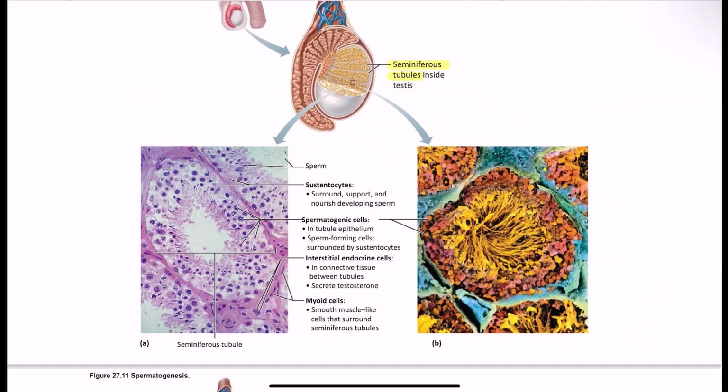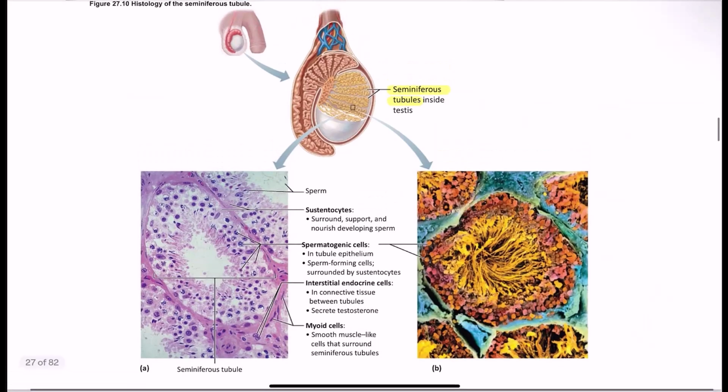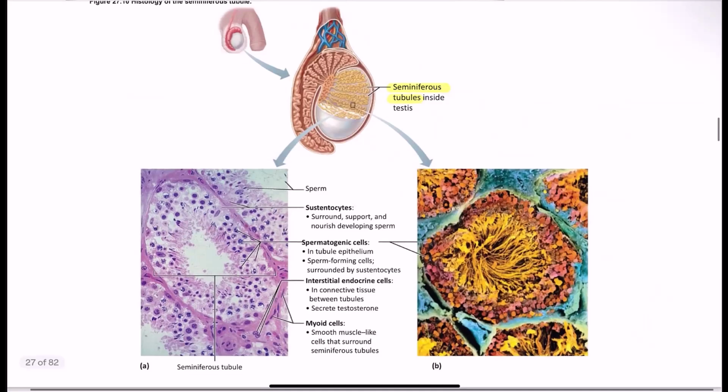And there are several cell types that play a role in sperm formation. The first and the most important, that I'll highlight in pink to remind us that they're important, are spermatogenic cells. Spermatogenic cells are the major players here because they actually make the sperm.